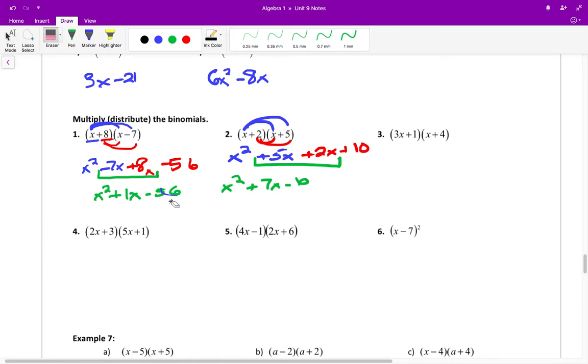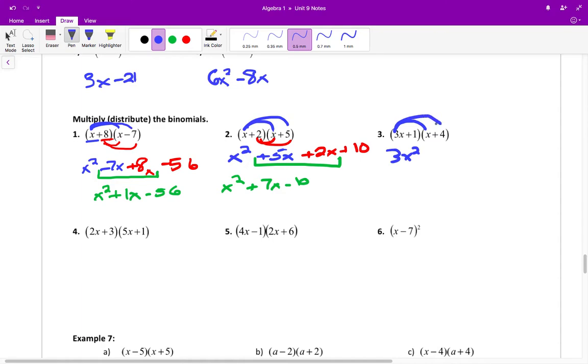So number 3, let's go ahead and take a look at it next. On number 3, we're going to do the same thing. What's going to be different for this one is that now we're going to essentially have to multiply by a 3x. You're going to have to multiply some extra numbers in there. So what that'll look like, take 3x multiplied by x, you get 3x squared.